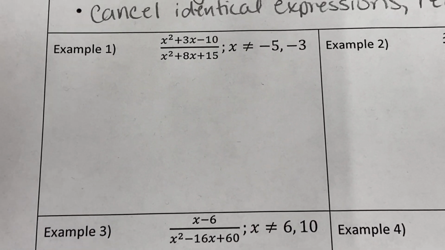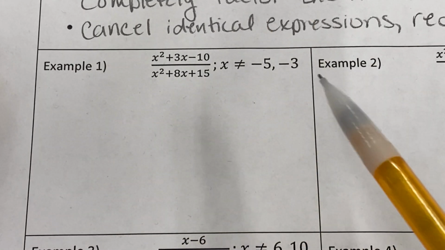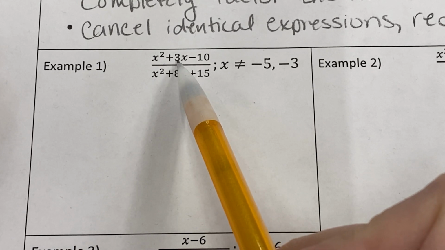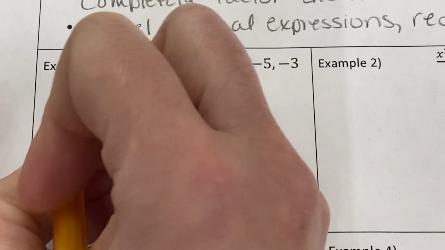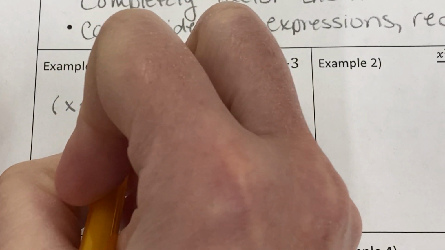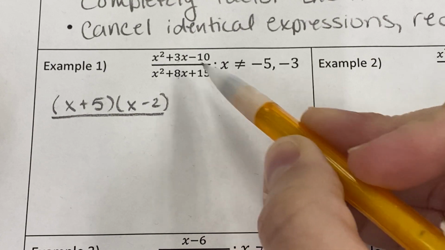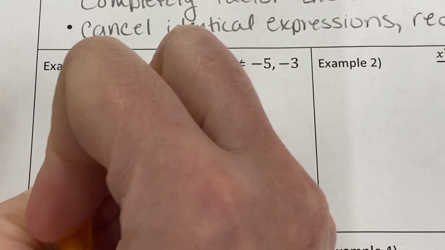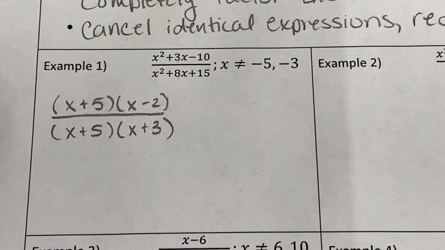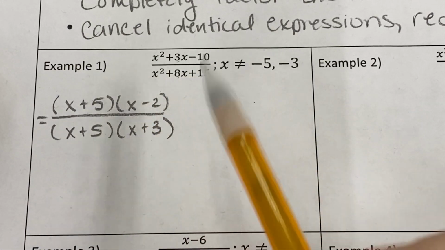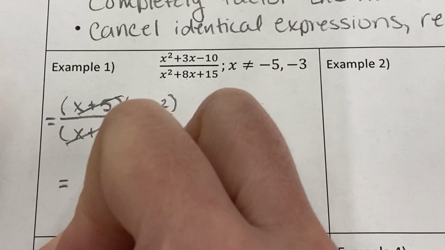And I'm gonna factor the numerator. Again, you always look for a GCF first. So in the numerator, I do not have a GCF. And we want to find two numbers that when we add them, we get 3, and when we multiply them, we get -10. So those two numbers are 5 and -2. In the denominator, they add to 8 and they multiply to 15. That would be 5 and 3. Okay. So we would cancel out identical expressions, one in the numerator, one in the denominator, and then that leaves us with our answer.